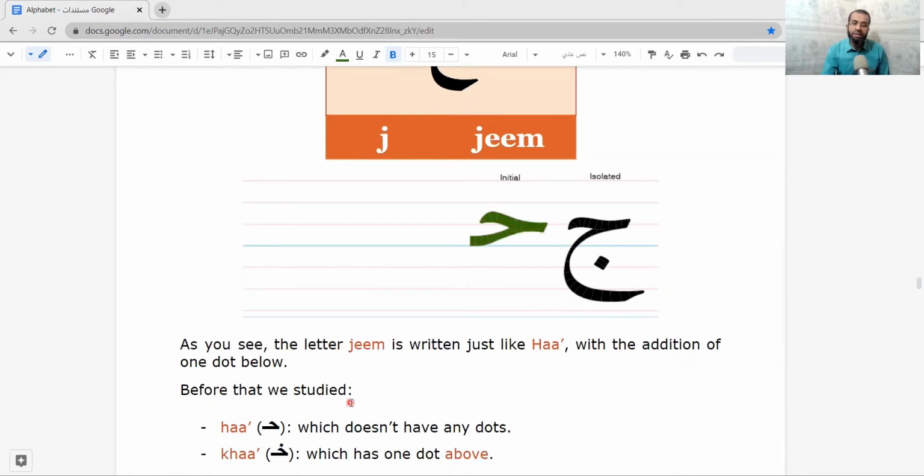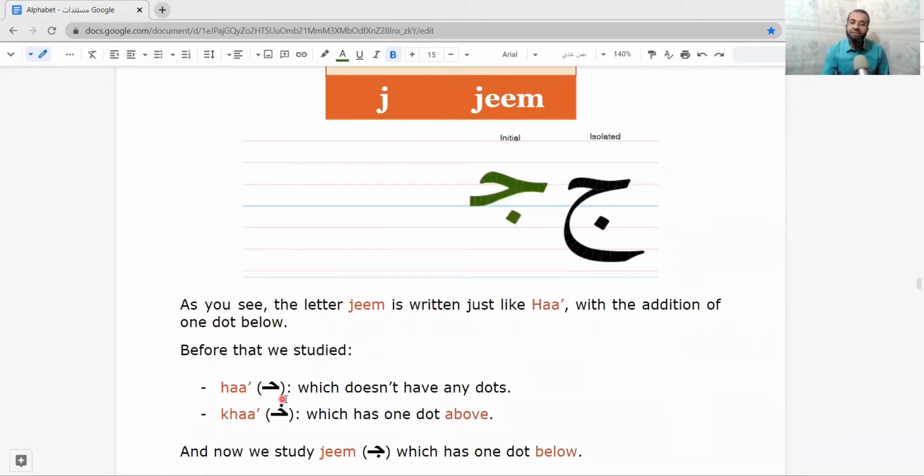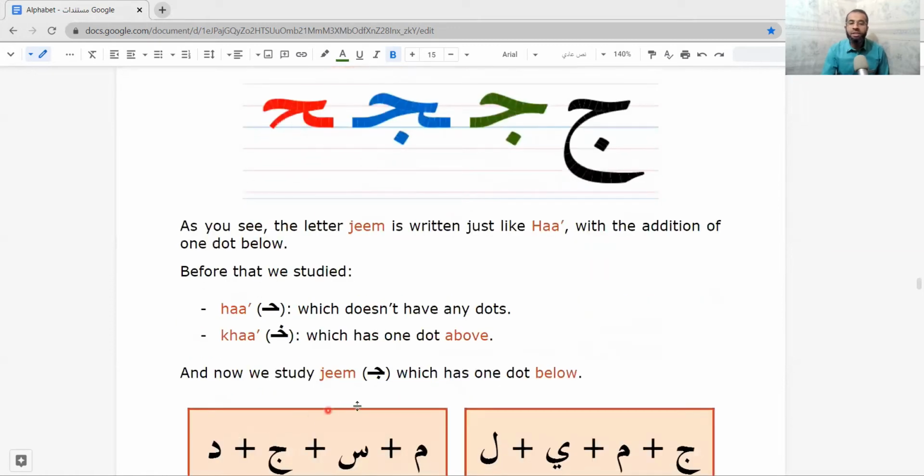Before that, we studied Ha, which doesn't have any dots. We also studied Kha, which has one dot above. And now we study Jim, which has one dot below.